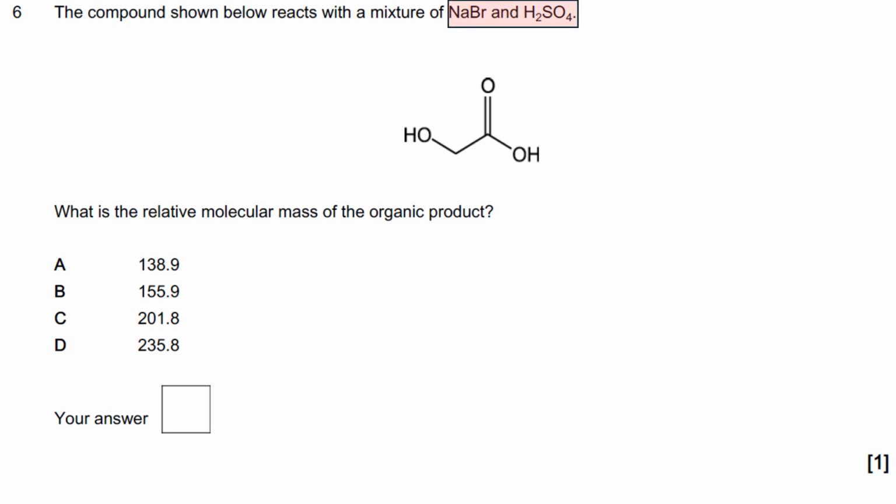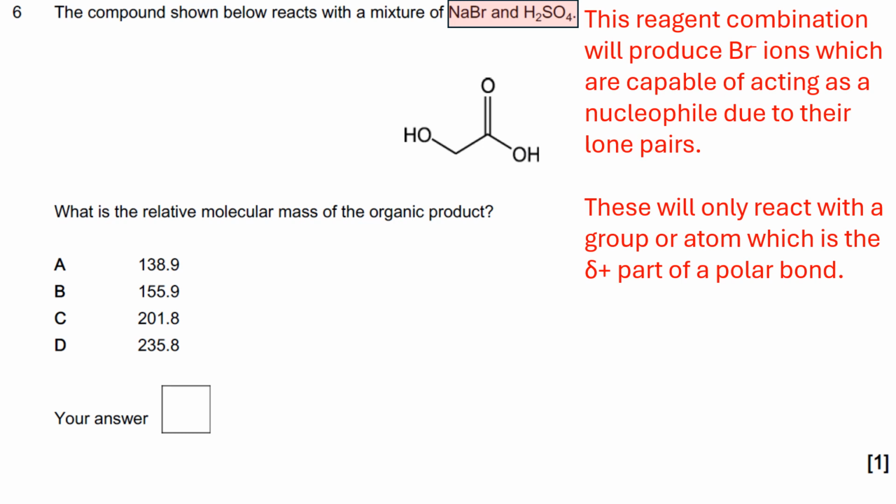So from recall, hopefully, you can spot that this reagent combination will produce bromide ions. Now these are capable of acting as a nucleophile because they have lone pairs. But they will only react with a group or atom which is the delta plus part of a polar bond. So polar bonds are susceptible to what we call nucleophilic attack.